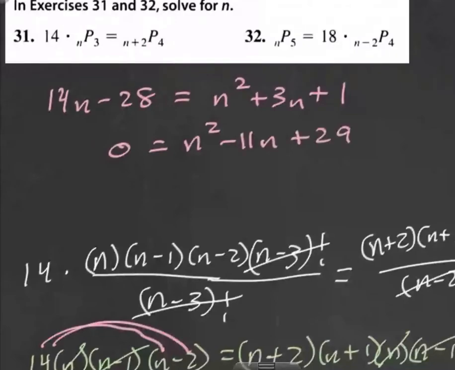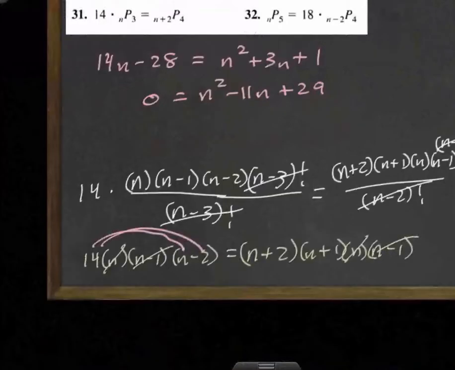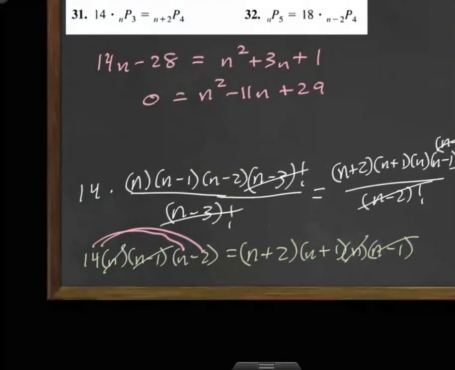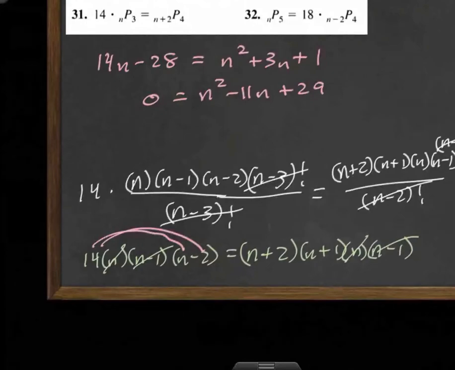Oof. Man, I hope I didn't do something wrong, because that does not look factorable. Solve for n. Did I do everything right? Did I multiply right? That part's right. n minus 3 factorial. Other side, we have n plus 2, n plus 1, n minus 1, n minus 2. Oh, shoot. No, that was right. I got n minus 2 there. That's right. Okay. So, man, I got 29.